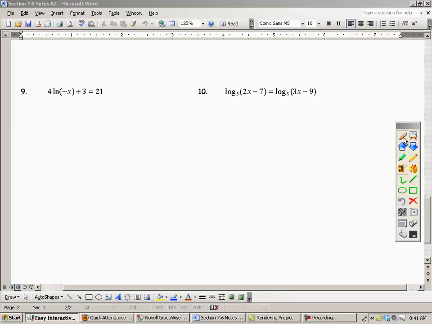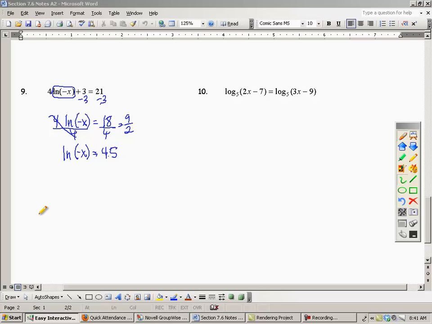All right, take a look. I've got to get the log by itself. So my goal is to get this by itself. So I'm going to subtract 3 first. 4 times the natural log of negative x equals 21 minus 3, which is 18. We've got to get rid of the 4 in front, so to do that we divide. So the natural log of negative x equals 18 divided by 4, which is the same thing as 9 over 2. Because it's a nice decimal of 4.5, I'll let you keep it in decimal form. Most of the time, though, you should get used to keeping it in a fraction.